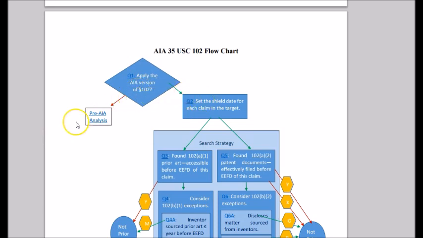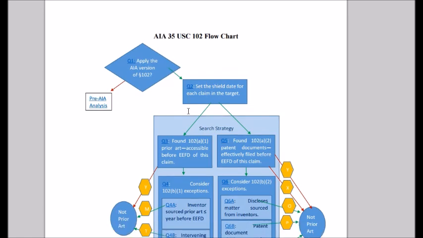Yes, we come over here. No, we do the pre-AIA analysis. Set the critical date for each claim in the target. Of course, we look for earliest effective filing date, continuous support, and whatnot. And then after we've set those dates, we come down here for search strategy. We look for 102(a)(1) references, which are accessible for the earliest effective filing date of this claim.